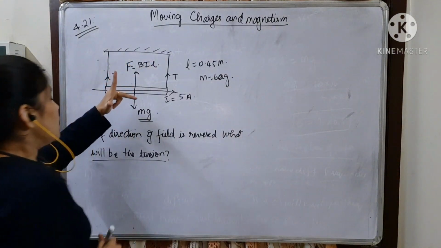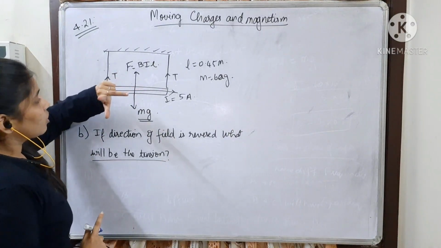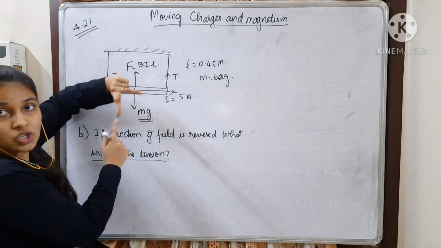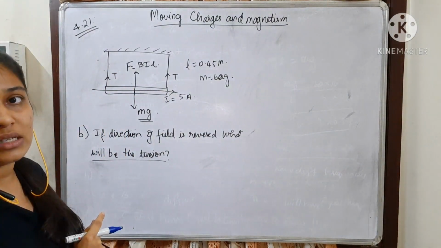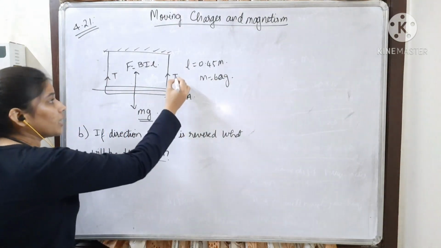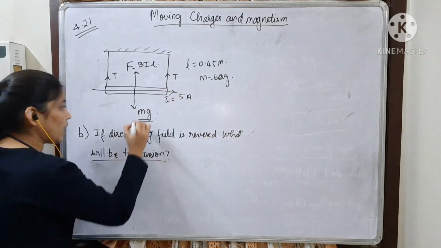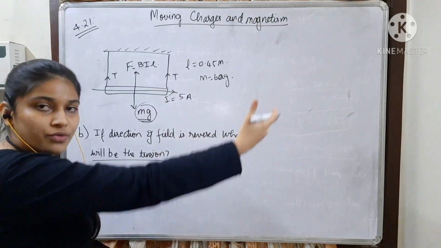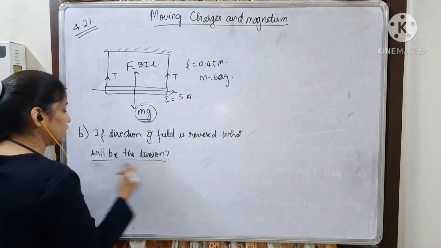So the field is coming outwards, and the current is going inwards. So now the force will be acting in the downward direction. If the force is going to act in the downward direction, that means the tension will be doubled, and that force, magnitude wise, is equal to mg, which we have already found, and from that only we found the magnetic field, isn't it?